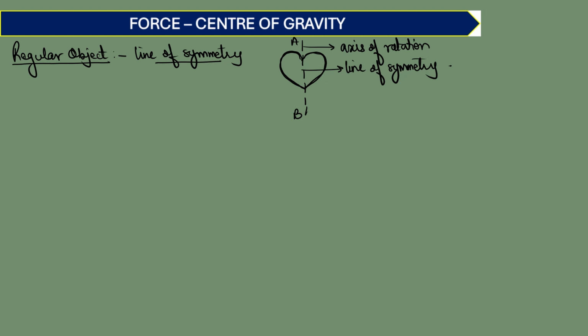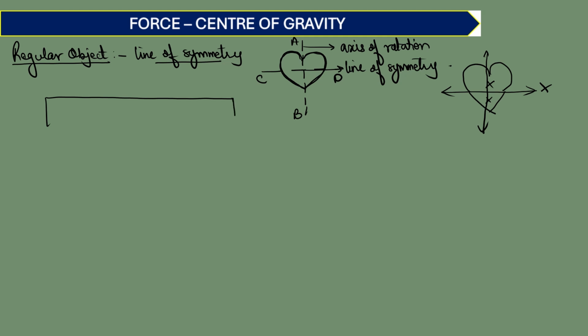But what if I draw a line over here? Let's call this line CD. So if I draw a line CD, above CD we have this shape, and below CD we have a shape like this. So these two shapes are not identical. So this cannot be your line of symmetry. So we can say that a heart shape is a regular object if and only if the line of symmetry moves something like this.